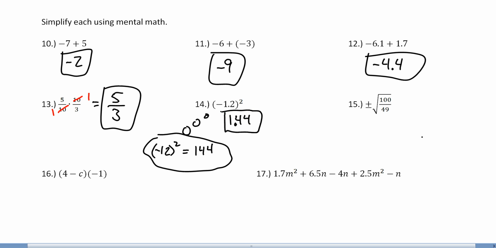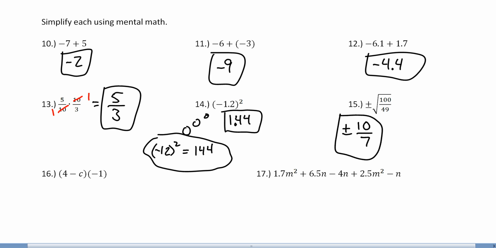But again, when you're multiplying, you keep the same number of decimal places. Because I had one decimal place from the 1.2 and another from the other 1.2, I move it two decimal places. Okay. This one, the plus or minus, we just stick out front. It just tags along for the ride. Now I just take the square root of each of these. The square root of 100 is 10. The square root of 49 is a 7. And that's it.